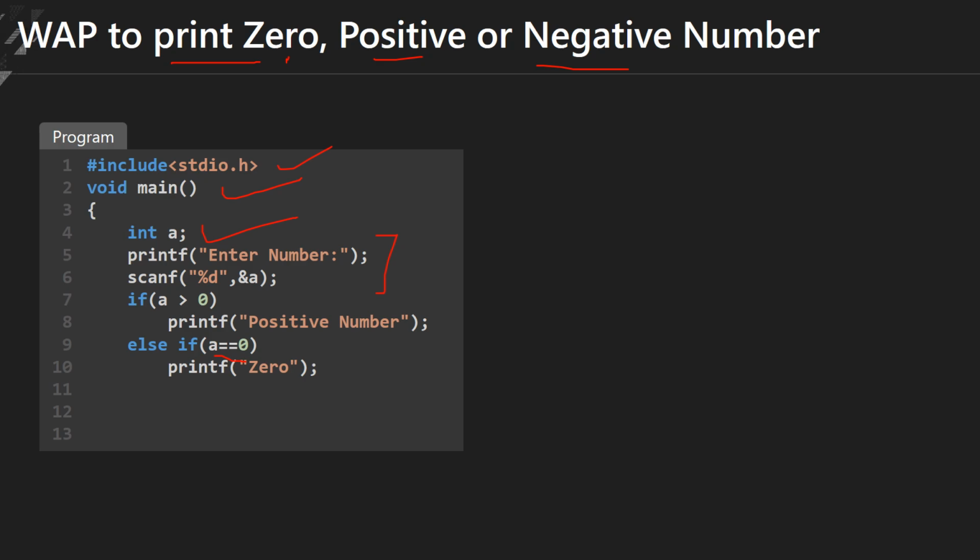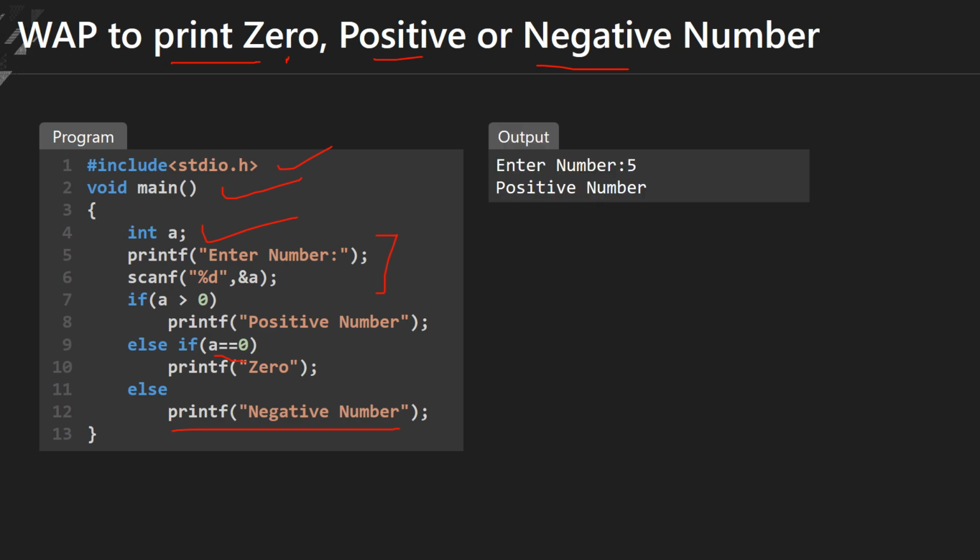If that is also false, then else print negative number. If these two are false, this last statement will be printed. Like that, you can try any number, any kind of logic. If you want to use multiple condition checking, always use the ladder if else statement. So look at this.